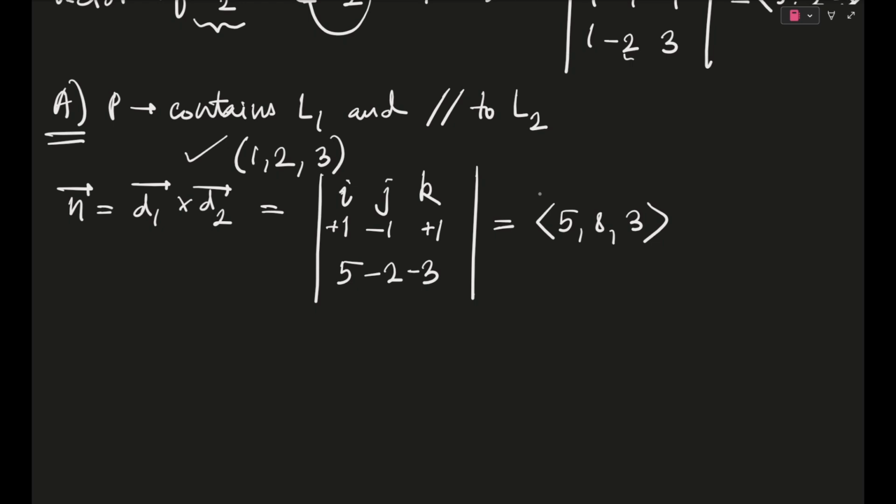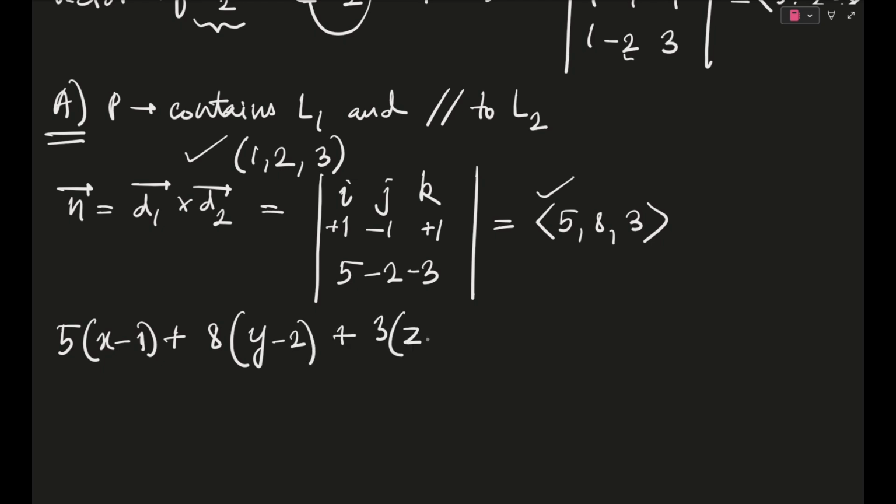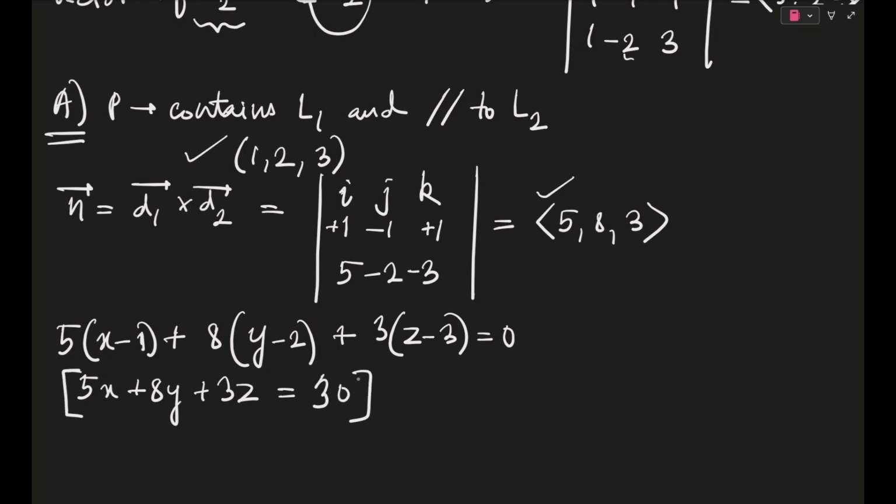Now, because we have the normal and we have one point, very easily we can write down the equation. So this will be 5 times (x minus 1) plus 8 times (y minus 2) plus 3 times (z minus 3) equals 0. So this will be 5x plus 8y plus 3z, and 5 plus 16 is 21, plus 9 is 30. So this is the equation of your plane P, and very correctly it was given in option number A, so option number A becomes correct.